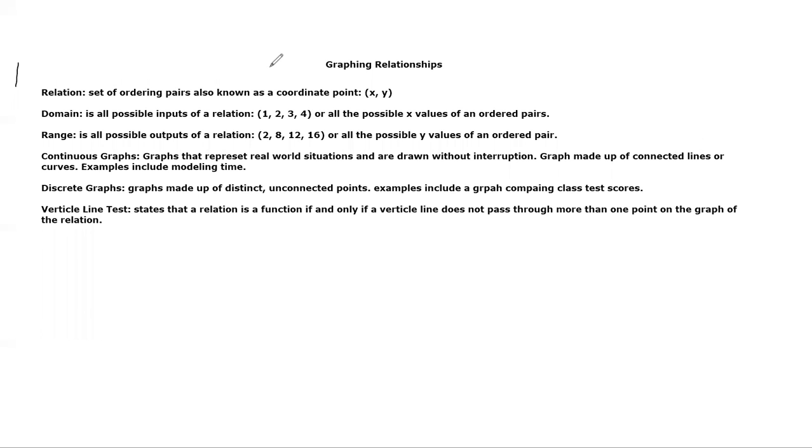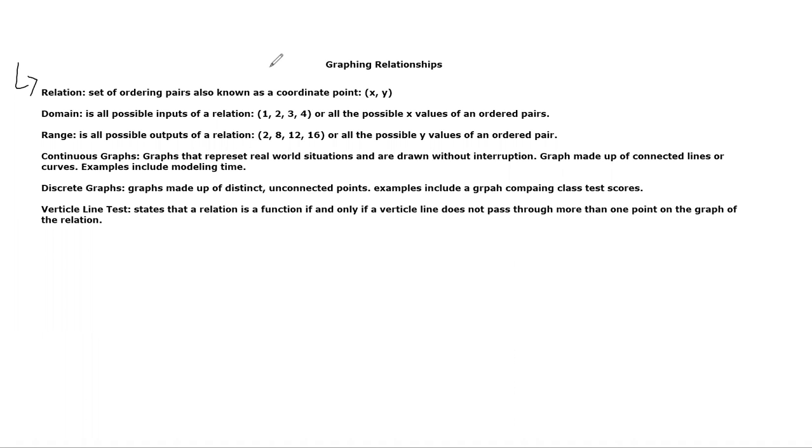Let's do this. Relation. We're going to use this word a lot. Relation is just a set of ordered pairs, also known as a coordinate point. That's not the full definition of what a relation is. It's what we're going to be using as a kind of shortcut. Another way of saying relation is just a short way of saying a relationship. And a graph usually is showing the relationship between two variables, usually between an x and a y.